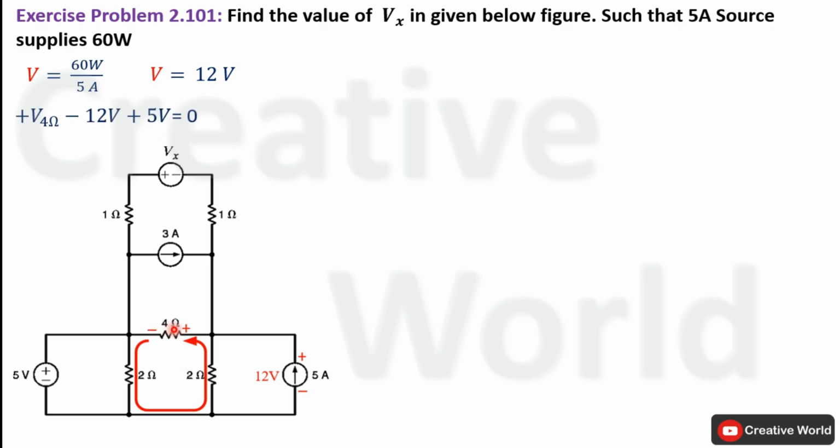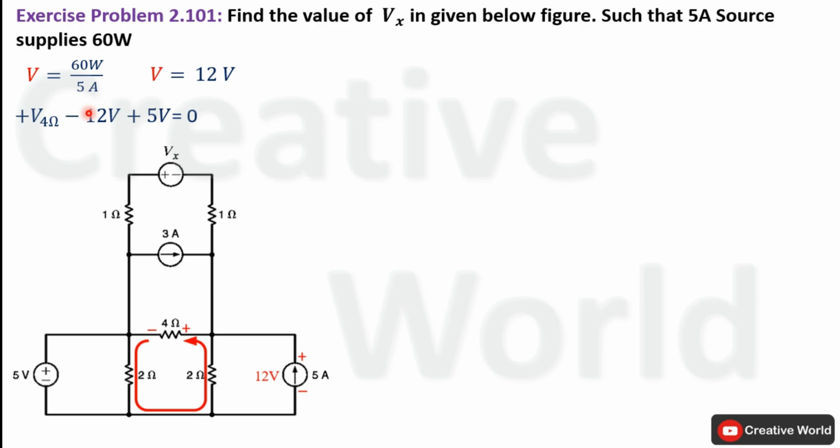Start from here. Current entering terminal is positive, so voltage across this 4 ohm resistance will be taken with positive sign. Next, current entering terminal is positive, so voltage across this 2 ohm resistance, that is 5 volt, will be taken with positive sign. Next, current entering terminal is negative, so 12 volt will be taken with negative sign, and all of these will be equal to 0.